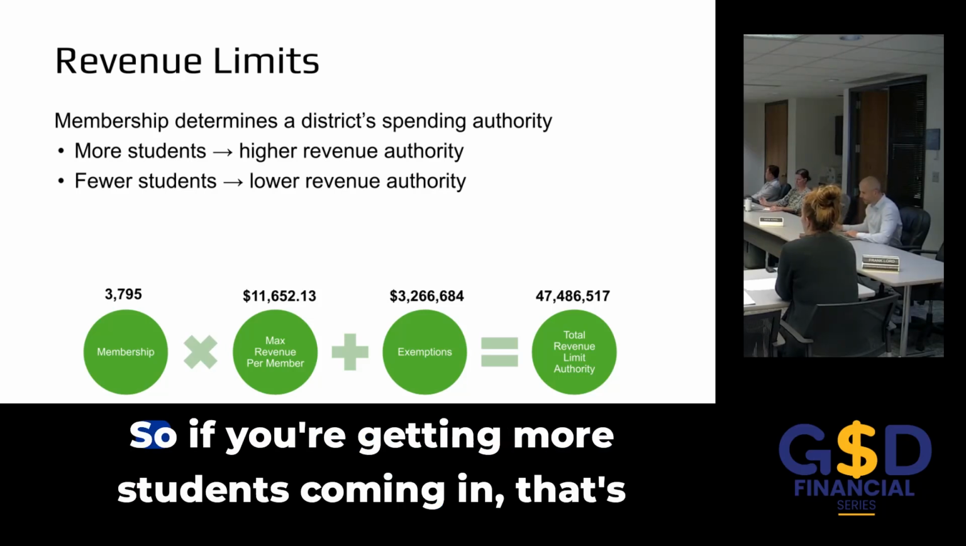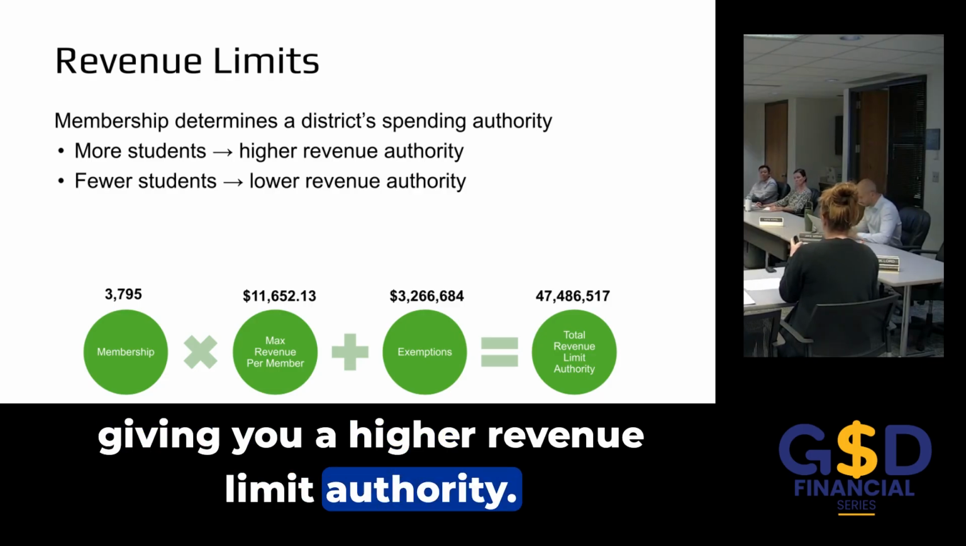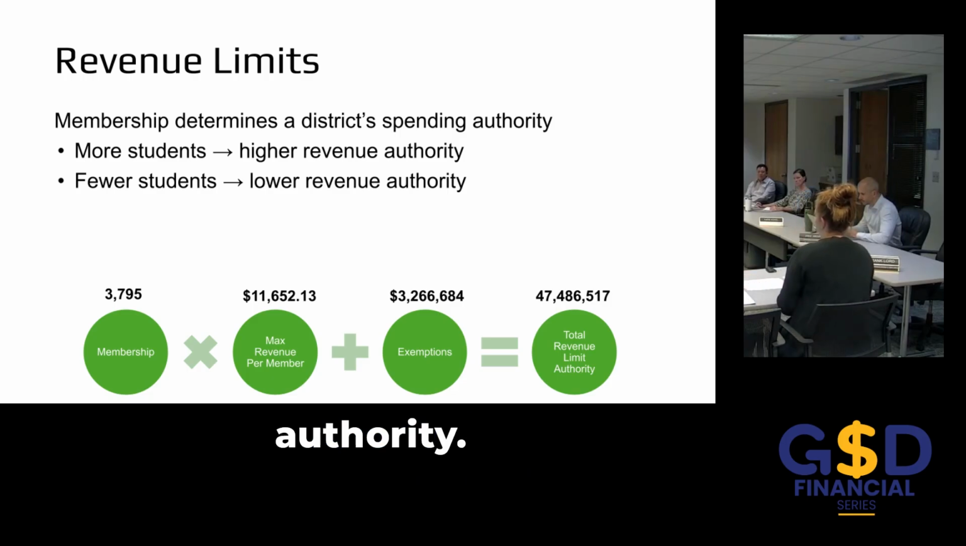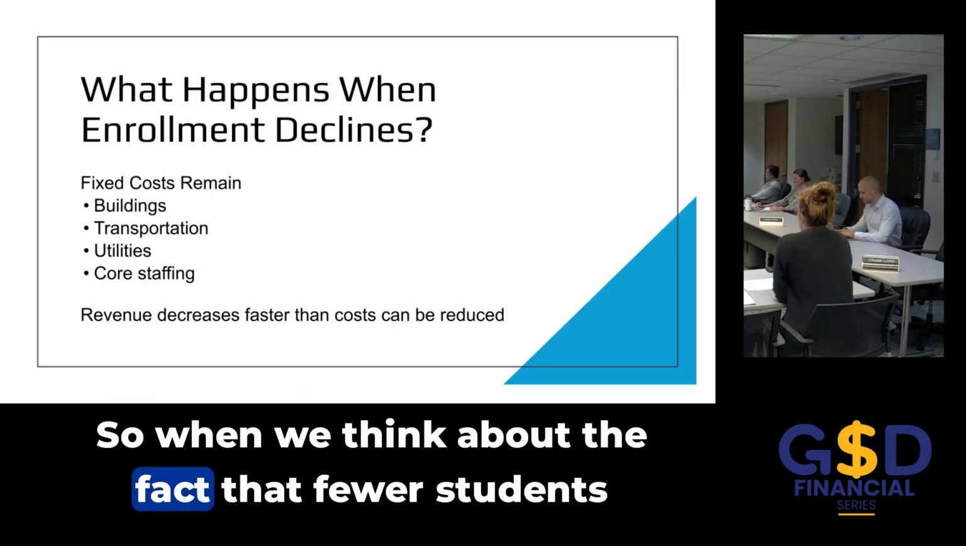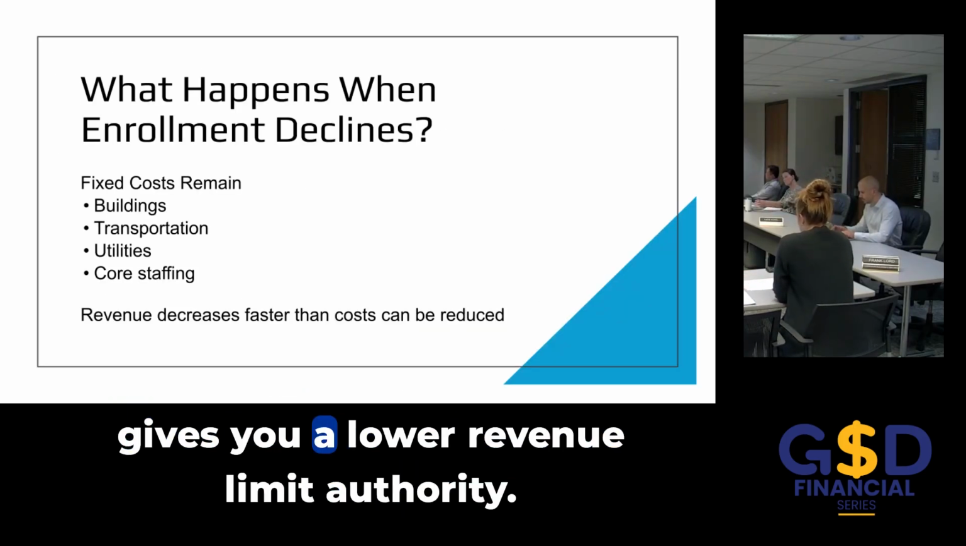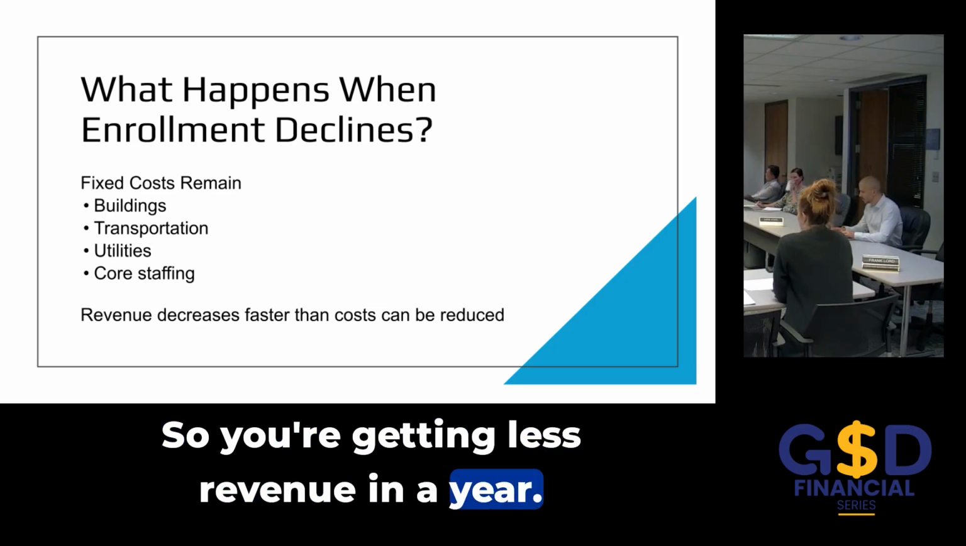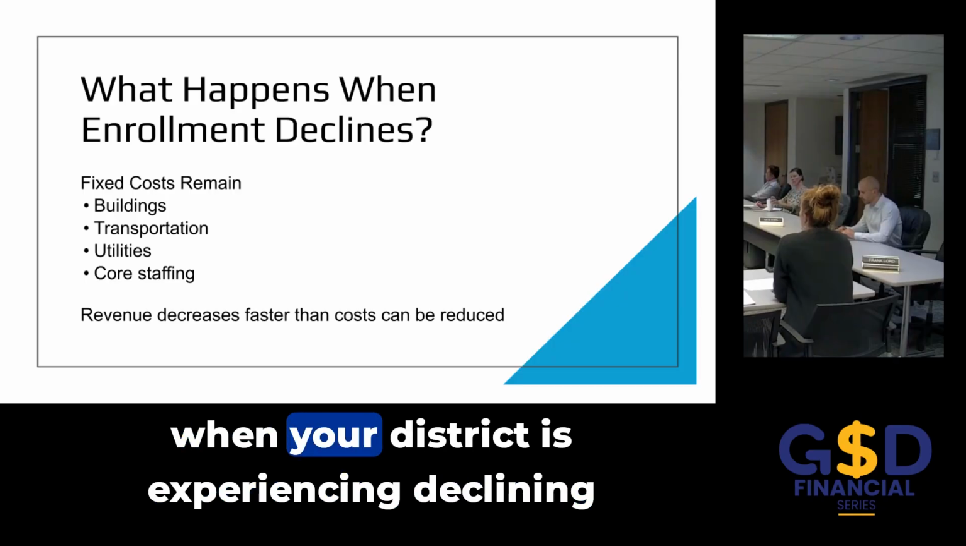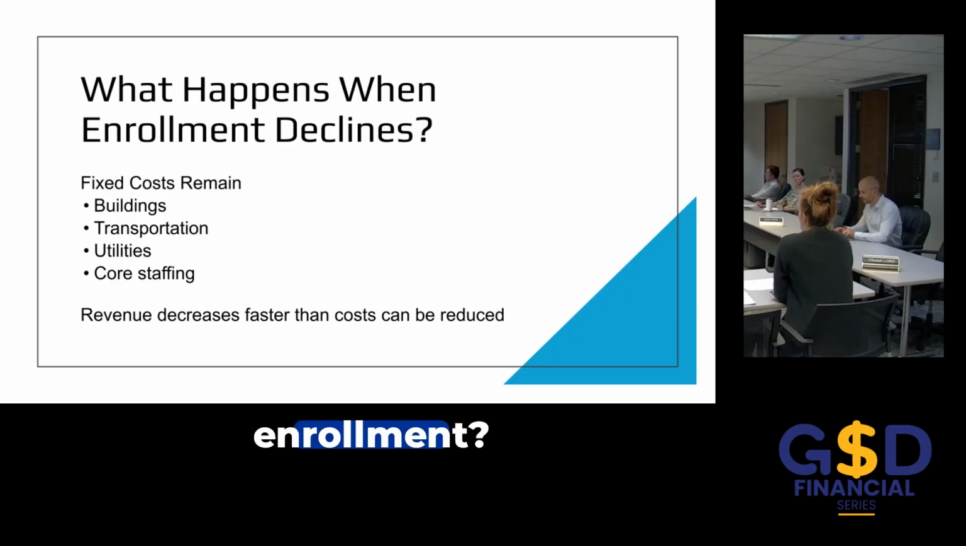The important thing to remember off of this, especially when it comes to revenue limits, is that it determines your spending authority. So if you're getting more students coming in, that's giving you a higher revenue limit authority. Fewer students is giving you a lower revenue limit authority, so you're getting less revenue in a year. So how does that conversation start to go when your district is experiencing declining enrollment?